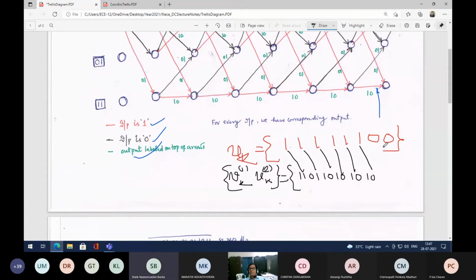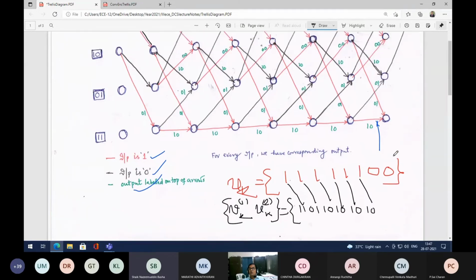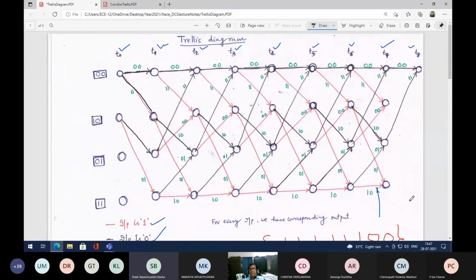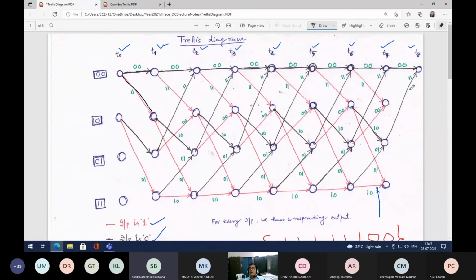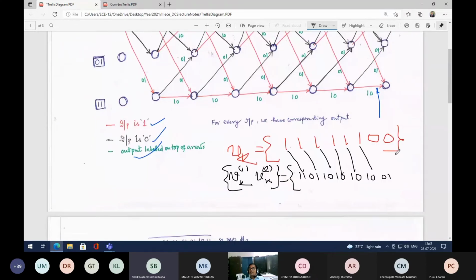After that, for 0, from this diagram, 0 1, sir. 0 1. Very good. 0 1. And 1 1 is 1 1. Yes, sir.